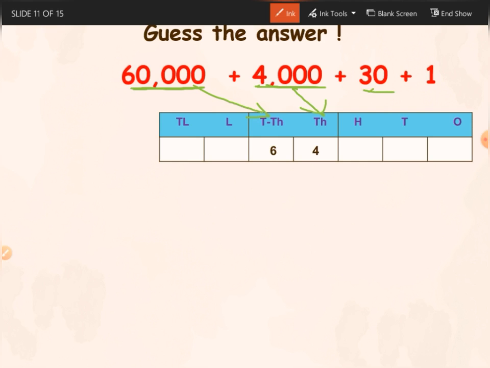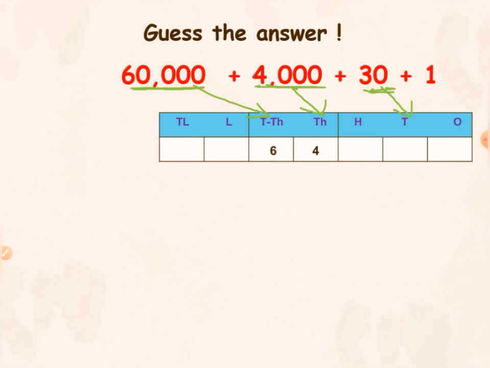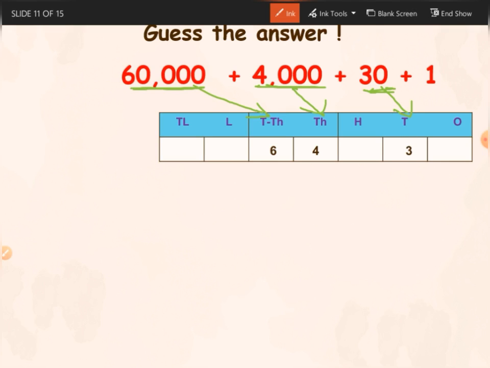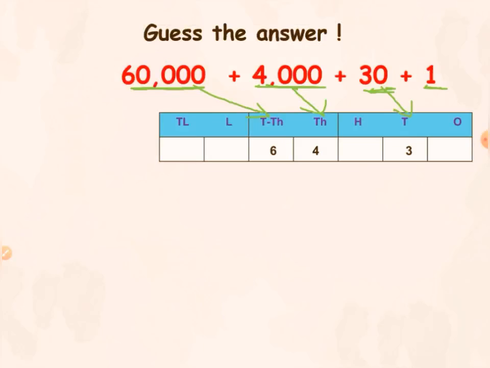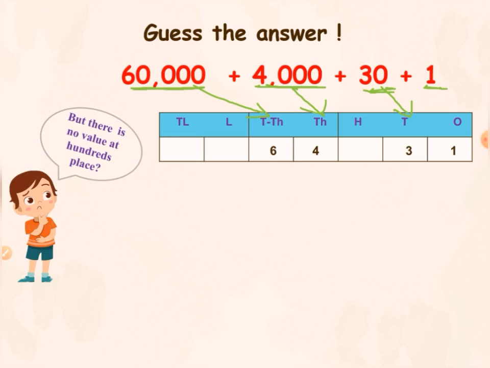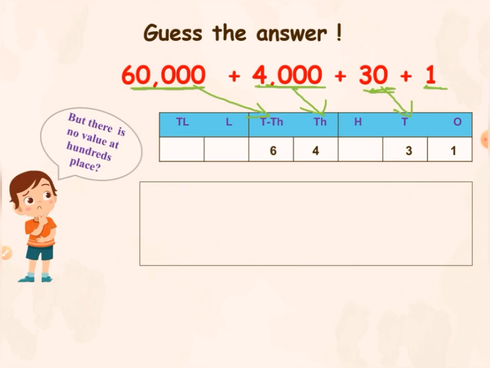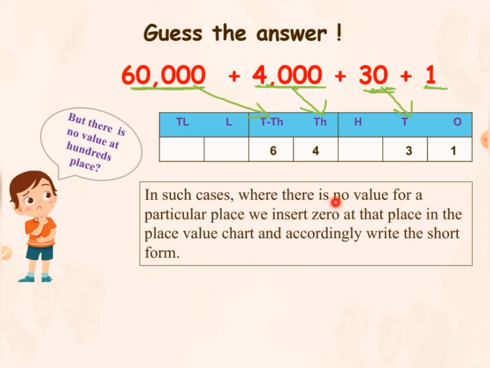So here the next number is 30, which goes to the tens place, and the digit which will come here will be 3. Now for ones place we have 1. So we have filled the digits, but for hundreds place what will appear? What will come at hundreds place? So in such cases where there is no digit for a particular place, we insert 0 at that place. Remember children, we put 0 at that place, and then we write the number in short form.